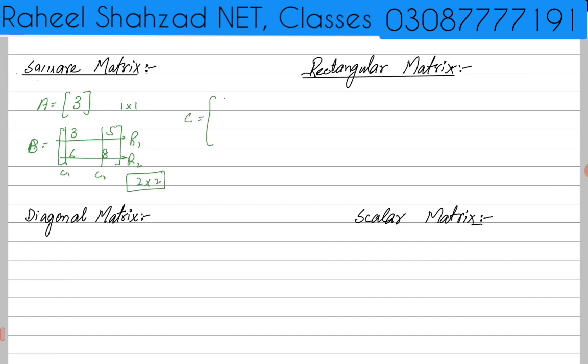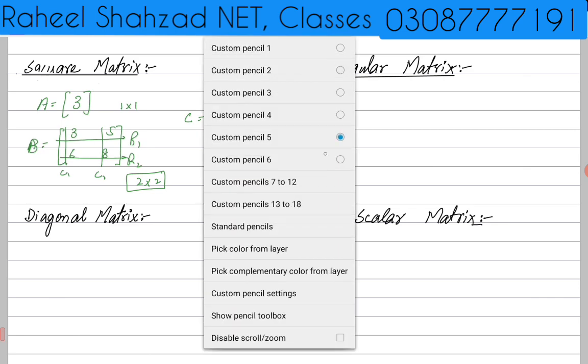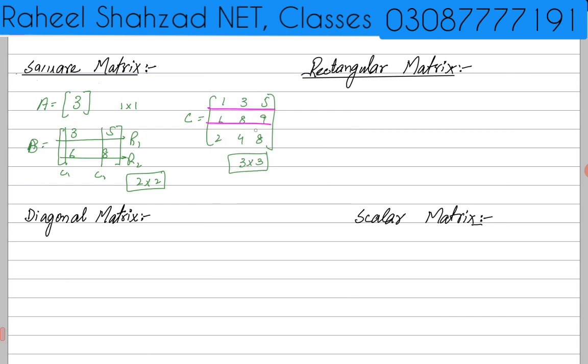Suppose I have another matrix 1, 3, 5, 6, 8, 9, 2, 4 and 8. So this is known as 3 cross 3. We have 3 rows and 3 columns. It's obvious, you can see it. We have row 1, row 2 and row 3, and this is your column 1, this is your column 2, this is your column 3. So 3 cross 3. So in square matrix, your rows and columns would be equal. This would be kind of a square, right?